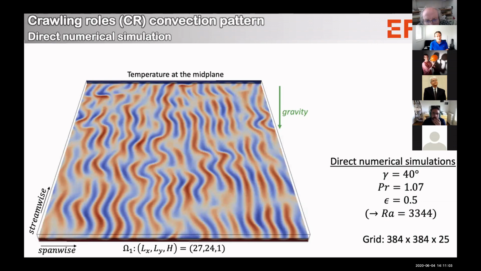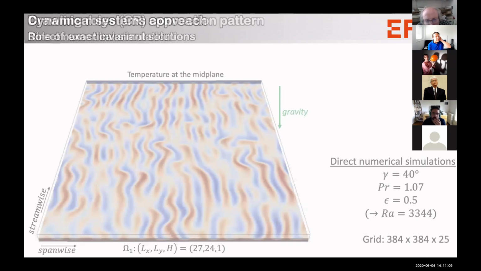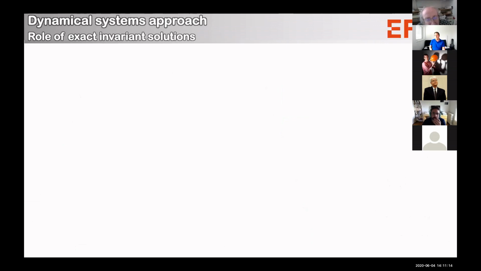Well, the idea now is that we use a fully nonlinear dynamical systems approach. And the idea is the following abstraction. Instead of thinking about structures in the flow like convection rolls, which are oriented in some way, so structures in 3D space, we're thinking about the high dimensional state space of the system.